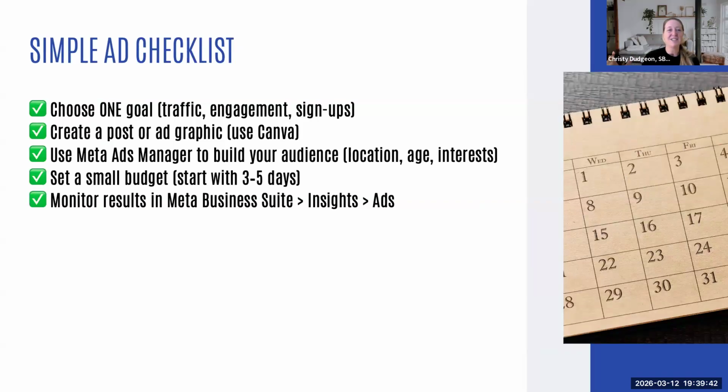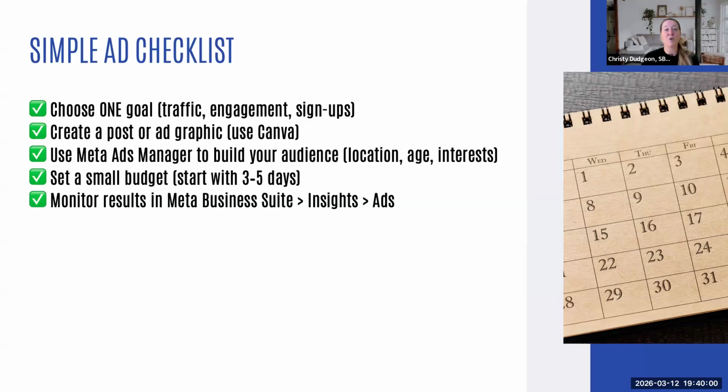So a simple checklist: choose one goal. Do we want traffic? Traffic being, are we trying to get people to our website? Are we trying to have people fill out a form? Do we want engagement? Are we just trying to get people to follow us? Are we just trying to get people to comment? Those are actually goals in ads.